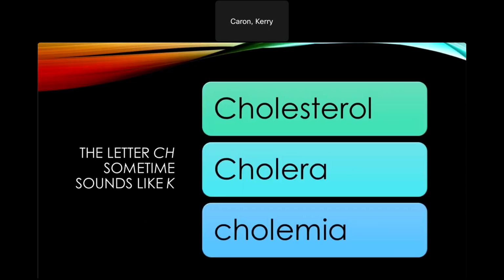If we have C and H, they sometimes sound like K. So this we pronounce cholesterol, with a hard K sound, not like a ch. This is pronounced cholera, and this is cholemia, a hard K sound.